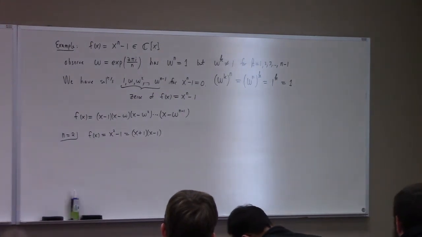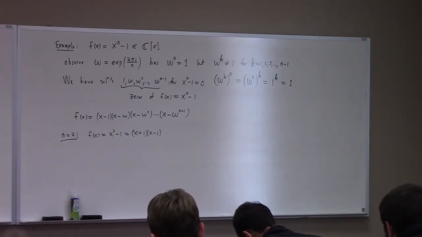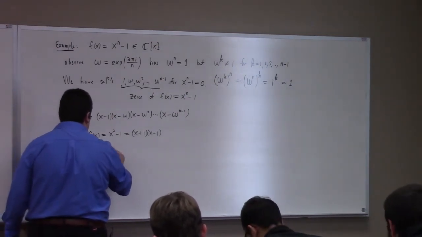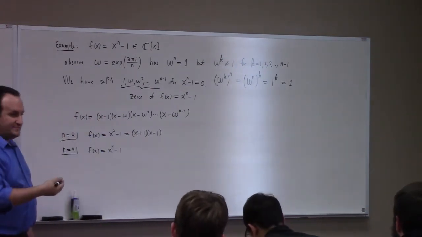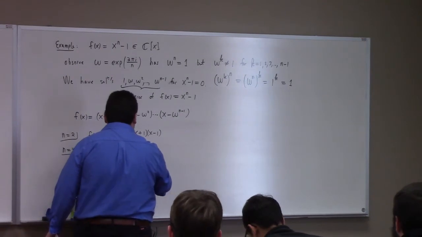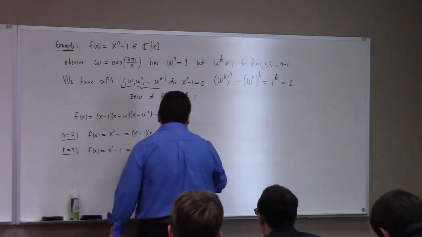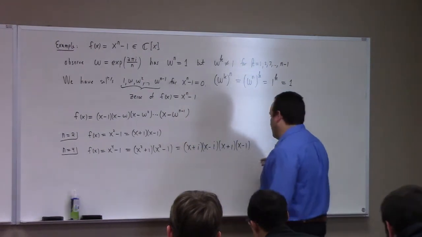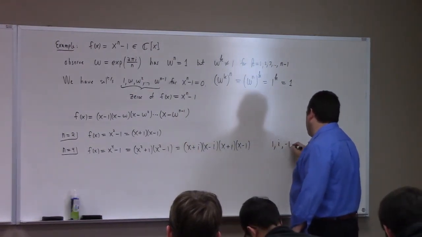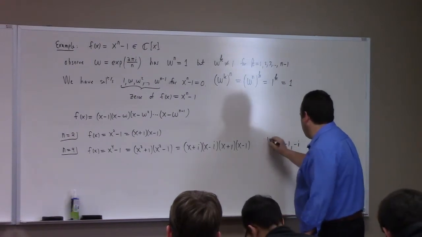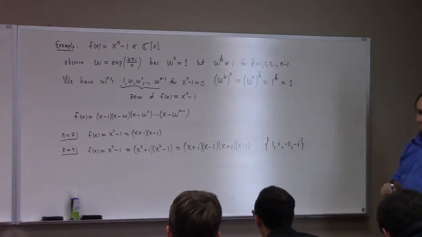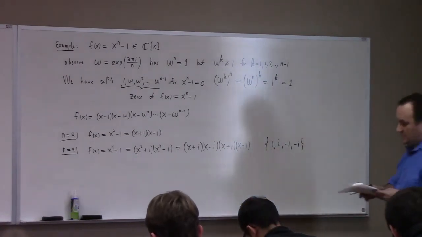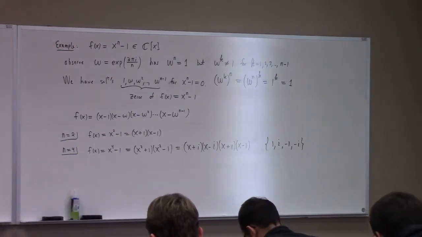This gets more exciting when we look at the third root of unity. Or how about let's skip ahead to 4. N equals 4, we get f of x equals x to the 4th minus 1, which is x squared plus 1 times x squared minus 1, which is x plus i times x minus i times x plus 1 times x minus 1, corresponding to the fact that 1, i, minus 1, and minus i are the fourth roots of unity. So, anyway, I think it's an interesting application of the factor theorem, if nothing else.